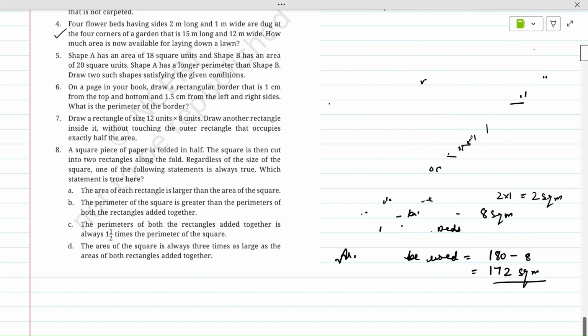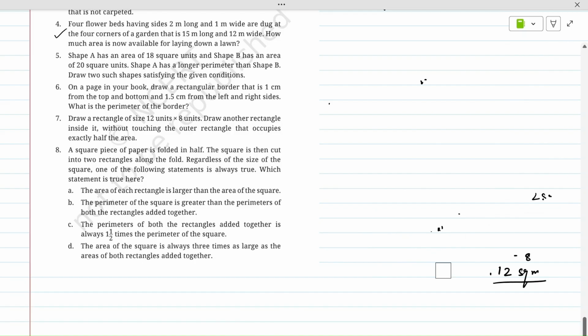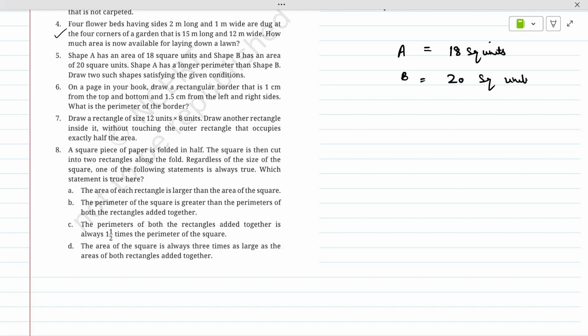Shape A, there is one shape A which has an area 18 square units, and the another shape is shape B which has an area of 20 square units. There are two shapes and their areas are given. Let me write down here. For the shape A, the area is 18 square units. For the shape B, the area is 20 square units.